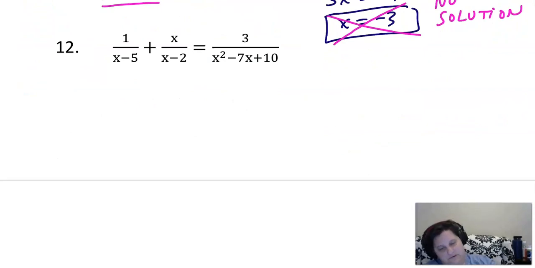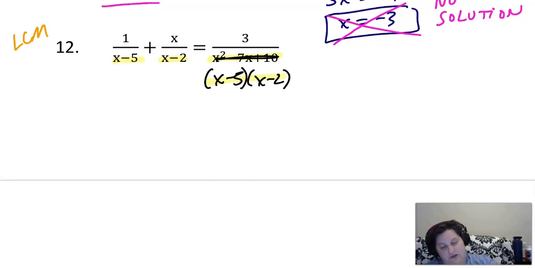All right, cool. Let's check out this last one here. Here's my LCM. X minus 5, x minus 2, and well, that factors to x minus 5, x minus 2. Okay? So, that is my LCM. Right now, if you want to think about it, at this point, x is not going to be able to be 5, x is not going to be able to be 2.